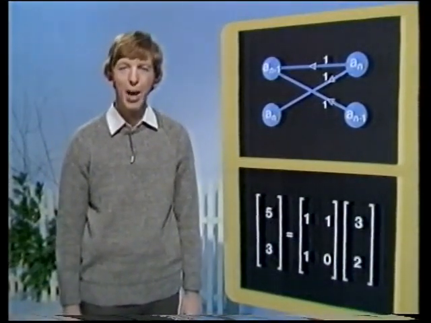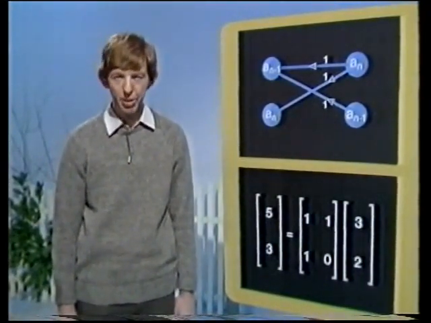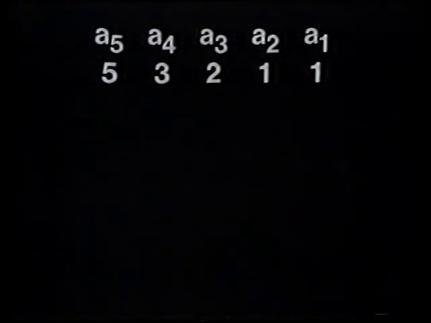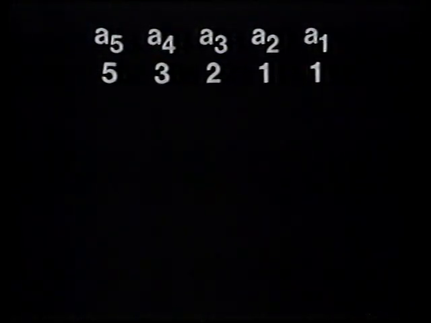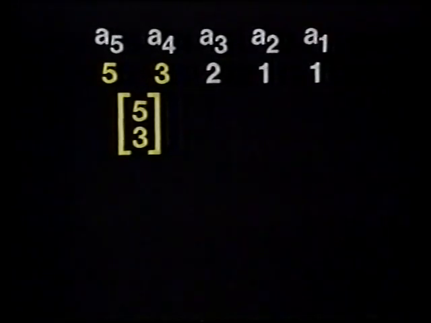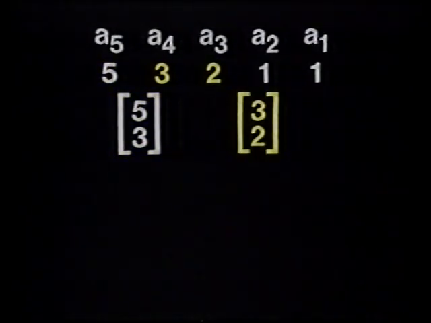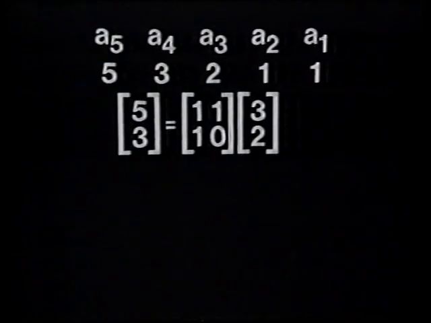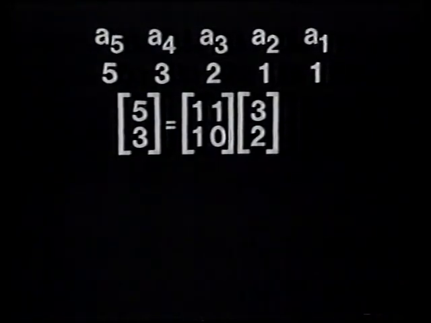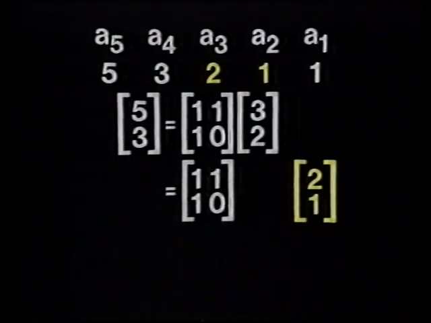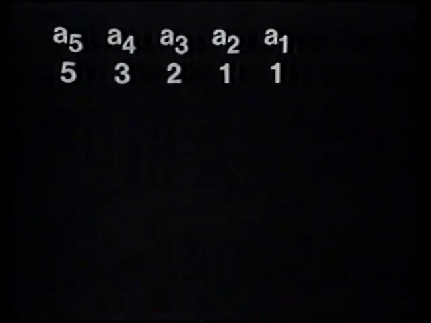Right. How does this help us to get a formula for a_n? We've just seen that we can get the pair of successive terms 5, 3 from the previous pair 3, 2 by multiplying by our matrix. But we can get to the pair 3, 2 from the previous pair 2, 1 by again multiplying by the matrix. And we can get to 2, 1 from 1, 1 in the same way. So we can express the pair 5, 3 in this way.